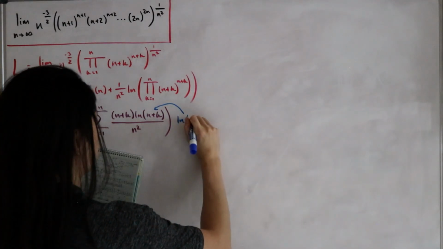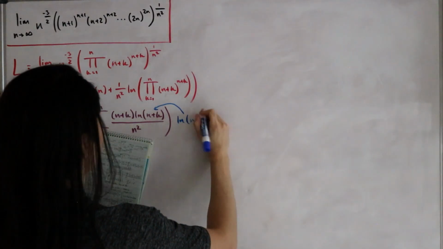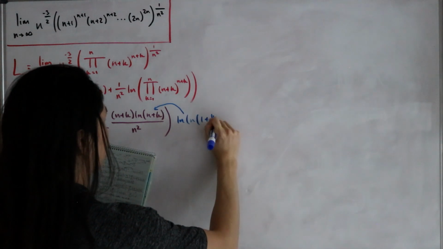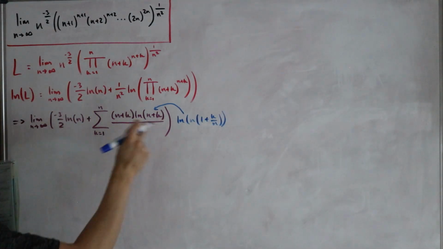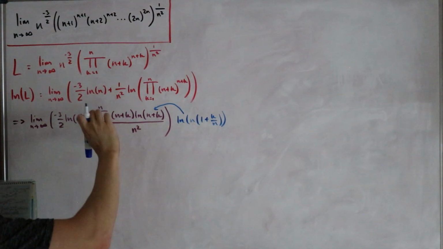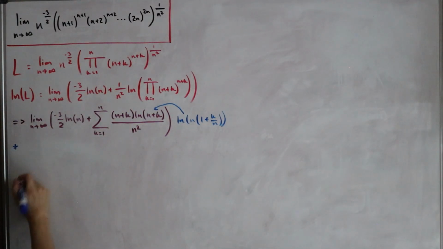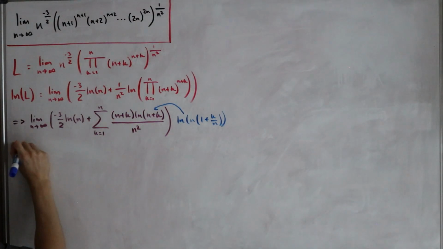This can be written as the natural log of n multiplied by (1 plus k divided by n). Now we're going to focus on this partial sum, so let me write an asterisk such that we're calculating our partial sum.